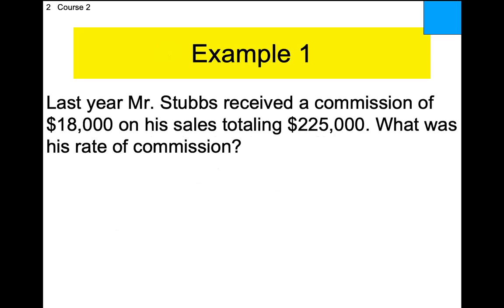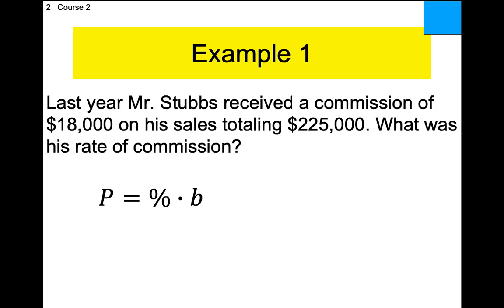All right, so here's box number 2. Last year, Mr. Stubbs received a commission of $18,000. That's a lot of money. On his sales, he sold almost $250,000. I don't know if that's good or bad in his business. What was the rate of his commission? What's the key word here? Rate refers to what? P, percent, or B? Percent. Rate. Percent. Percentage rate. Okay? So we're solving for percent.